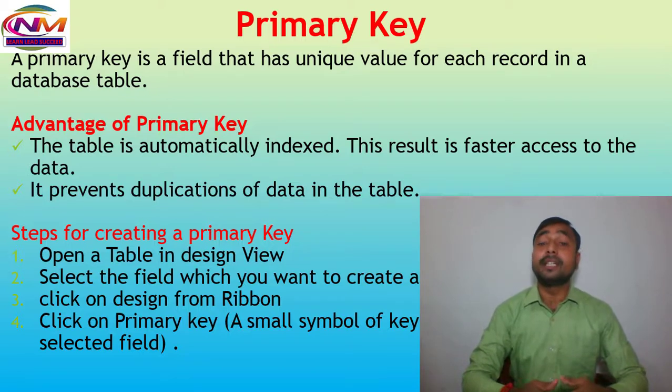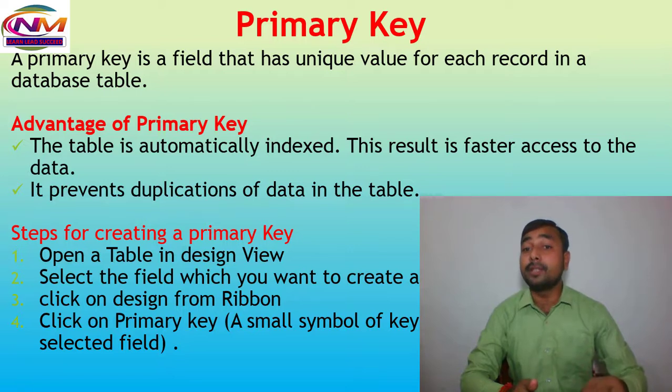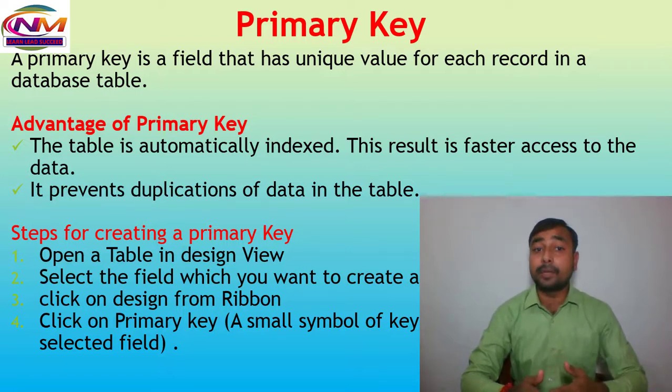So the field which has a unique value in each record is called primary key. Now, what are the advantages of primary key? The advantage is that the table is automatically indexed. This results in faster access to the data. When we write all the information uniquely, we can easily access any record by tracing the primary key. Apart from that, it is also useful to retrieve the data by using the primary key. So this is the first advantage.